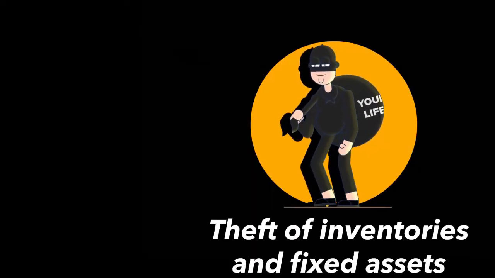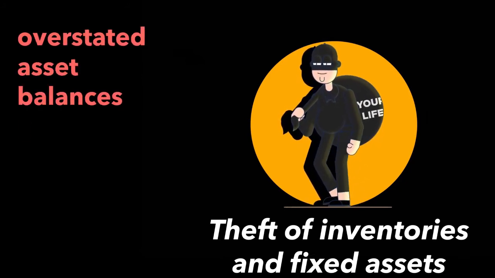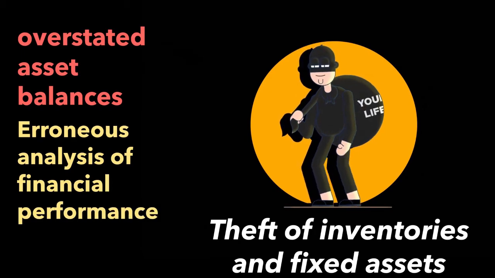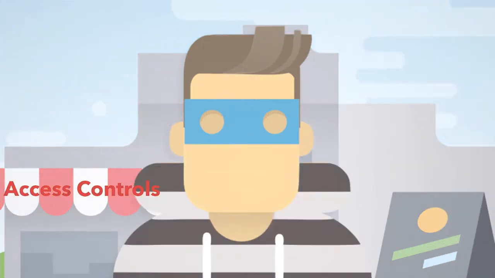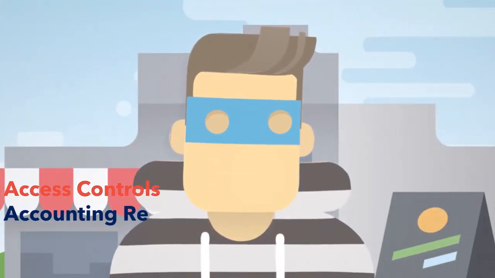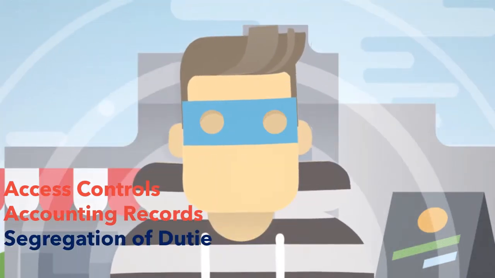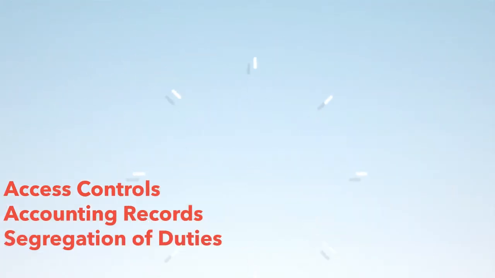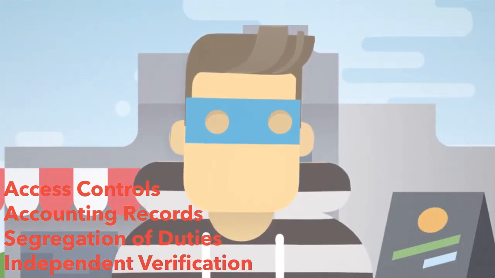The threat associated with this step is the theft of inventories and fixed assets, which could result in overstated asset balances, which can lead to erroneous analysis of financial performance. Whereas it could be prevented if physical access to inventories is restricted, all internal movements of inventory are documented, there is proper segregation of duties, proper access controls and accountability tests, and periodic counts of inventory on hand by an employee without any custodial responsibility.